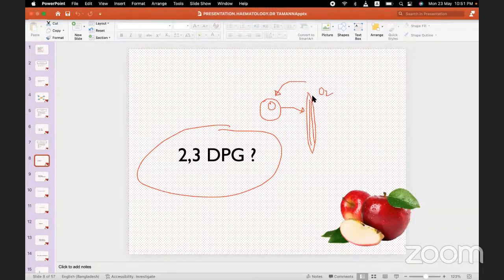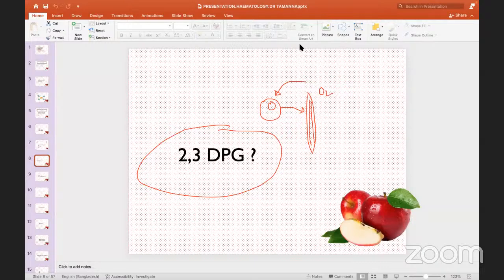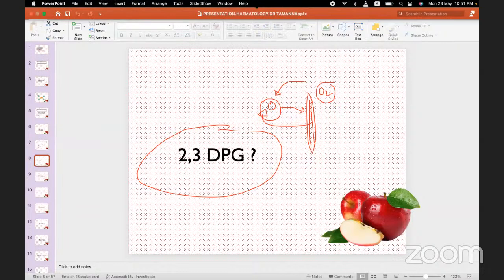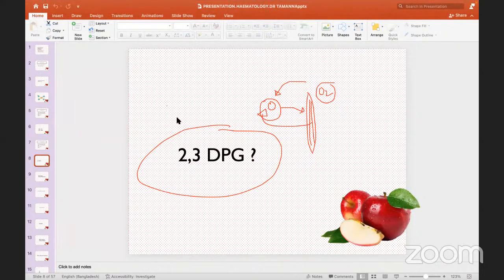I hope it is clear now. So oxygen can release into the tissue, but it will not go back because from the tissue, 2,3 DPG will go to the hemoglobin. This 2,3 DPG actually has higher affinity than oxygen.